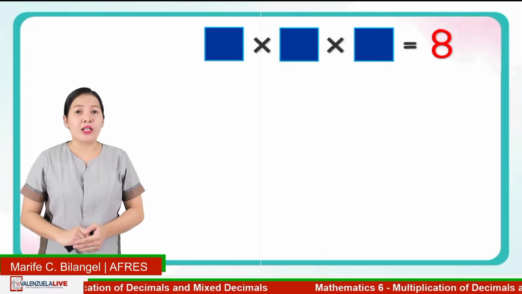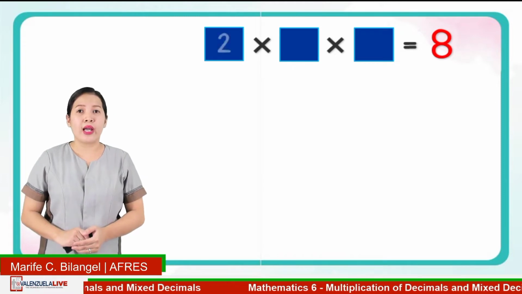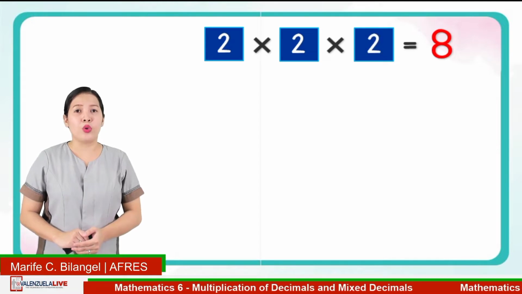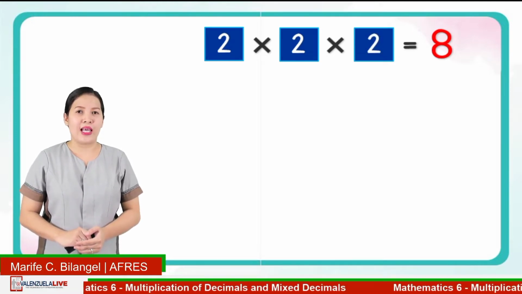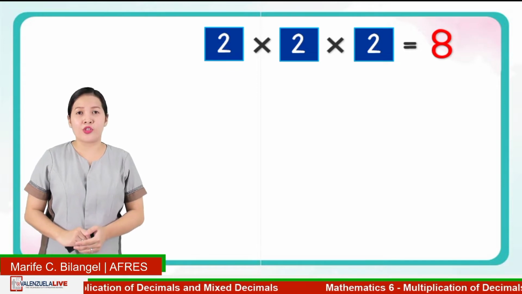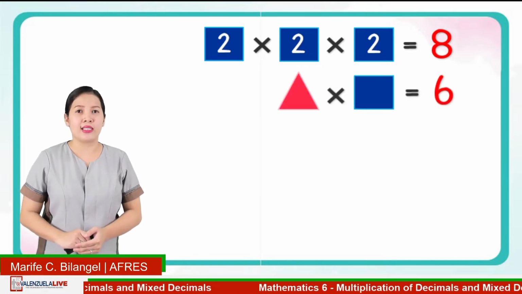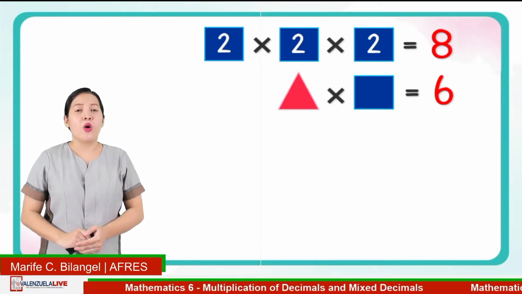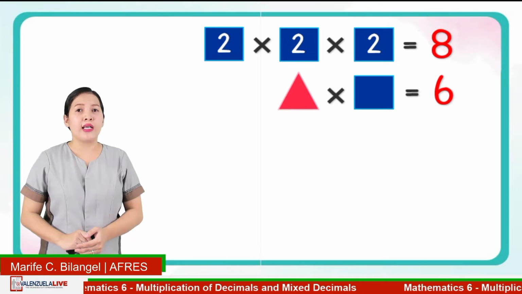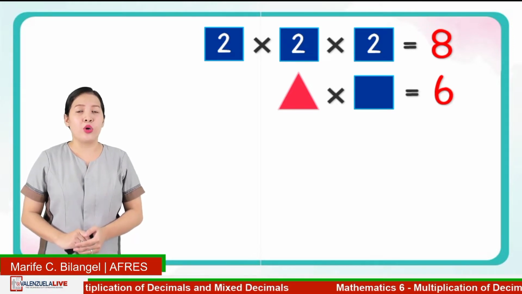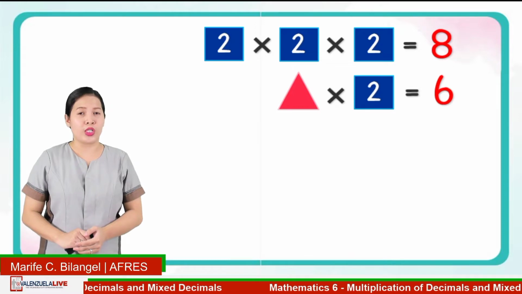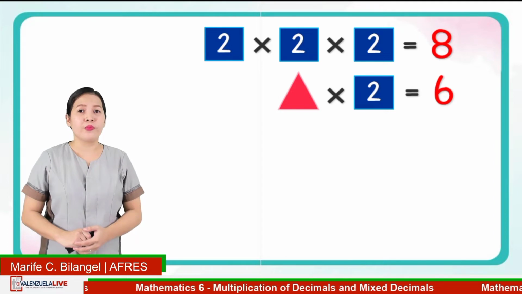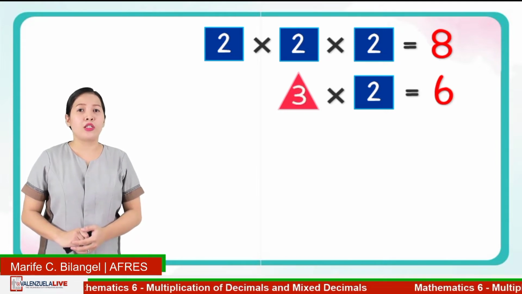Right, the value of a square is equal to 2. 2 times 2 times 2 is equal to 8. How about the next set of shapes? So we have a triangle and a square, which is equal to 6. What do you think is the value of a triangle if we already know the value of a square, which is 2? Right, the value of a triangle is equal to 3.